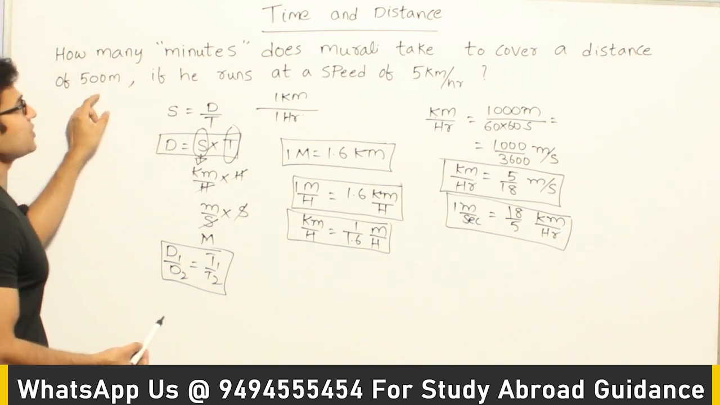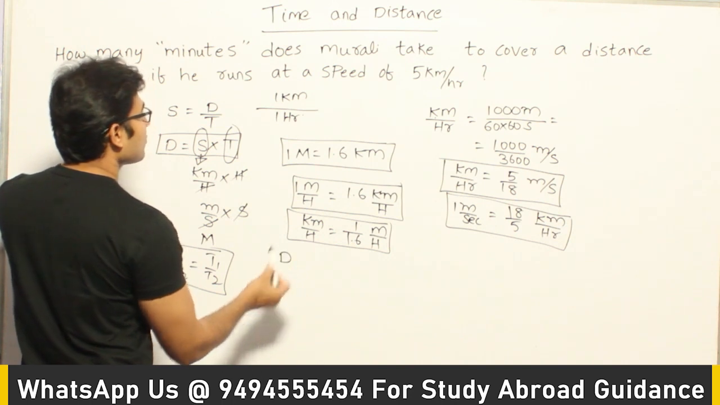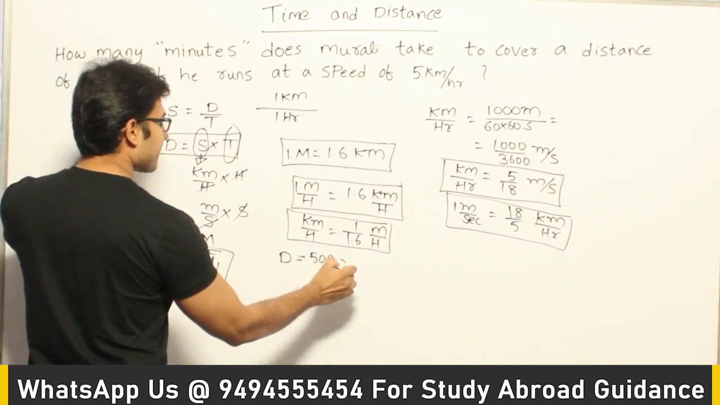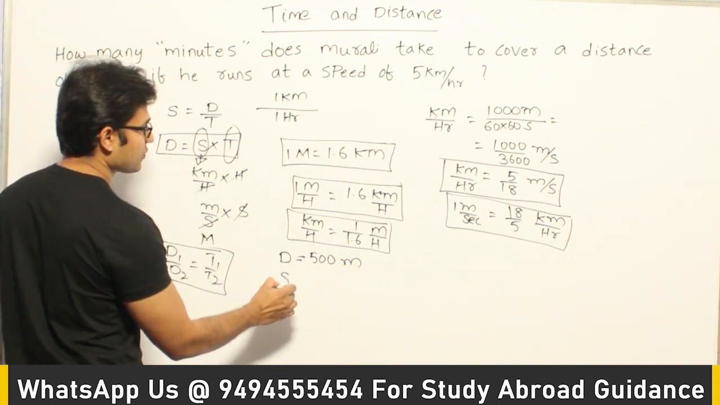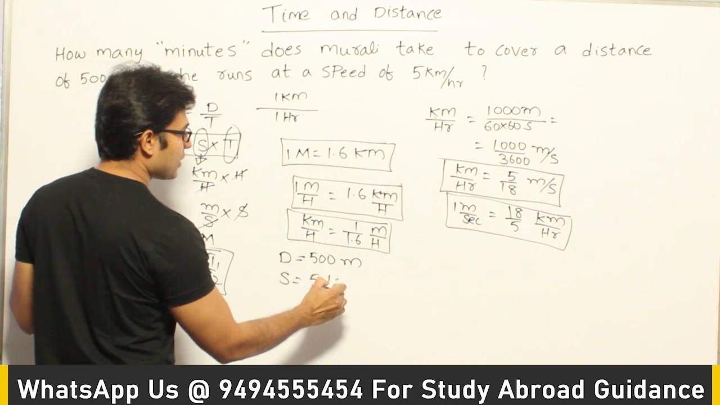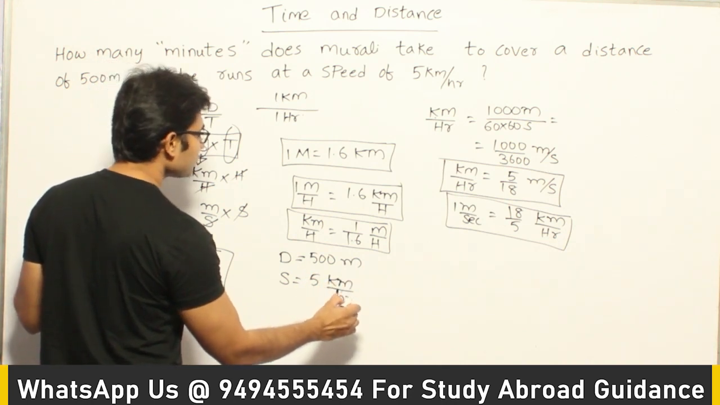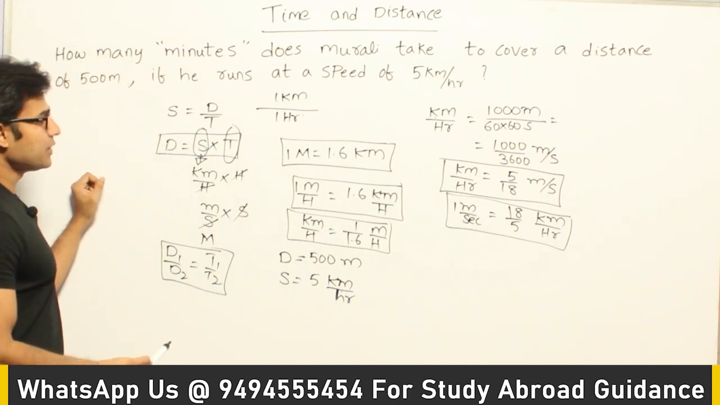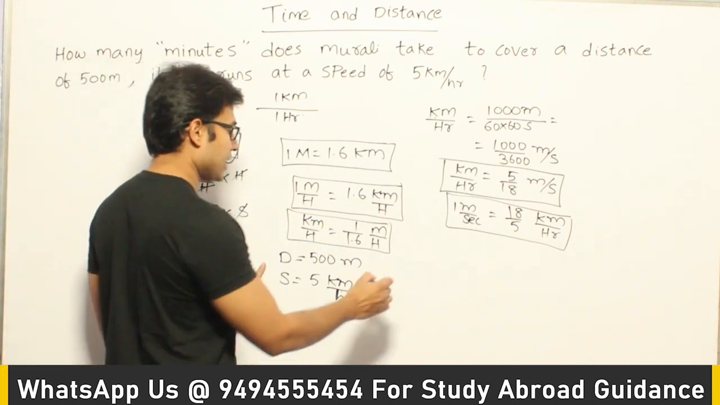So in this question, what is the given data? They are saying that the distance that Murali has to cover is 500 meters. Now he is running at a speed of 5 kilometers per hour. So speed is given as 5 kilometers per hour. The other thing is we are supposed to find out the time, but we have to find it out in minutes. So let's try to find out the time.